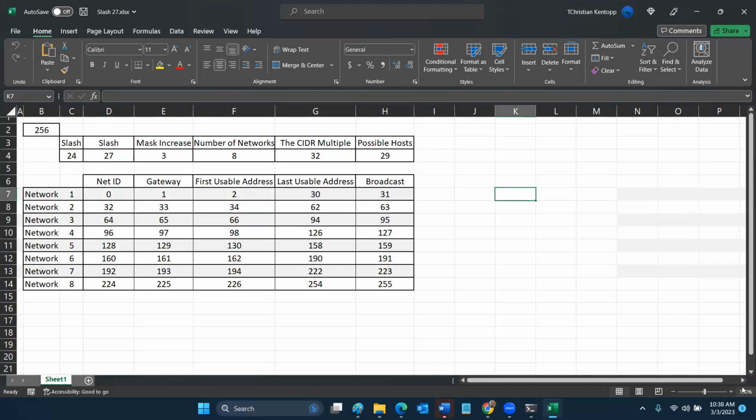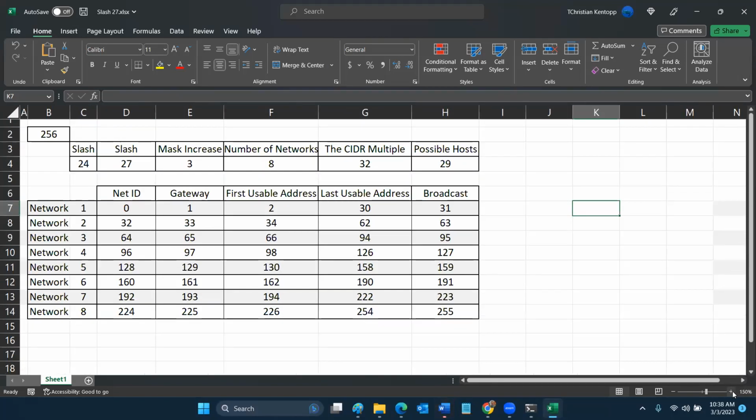Everybody see /27? Yeah. So I'm going from a /24 to a /27. That's 3 more ones. What's 2 to the third? 2 cubed, what is it? 8. It's 8, which means the CIDR multiple is 32. That means I have 32 addresses in each of 8 networks.